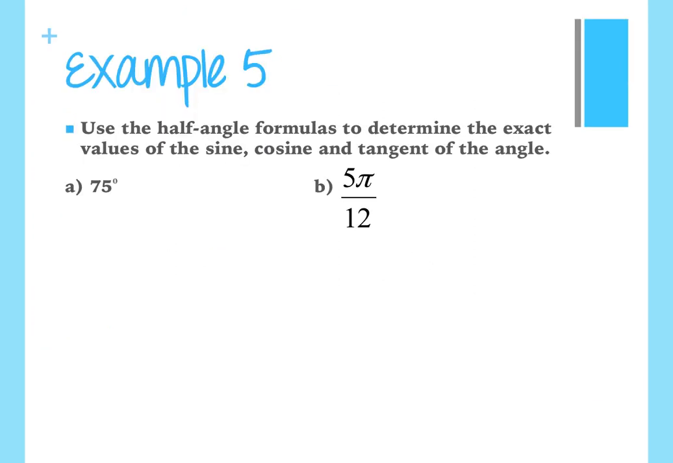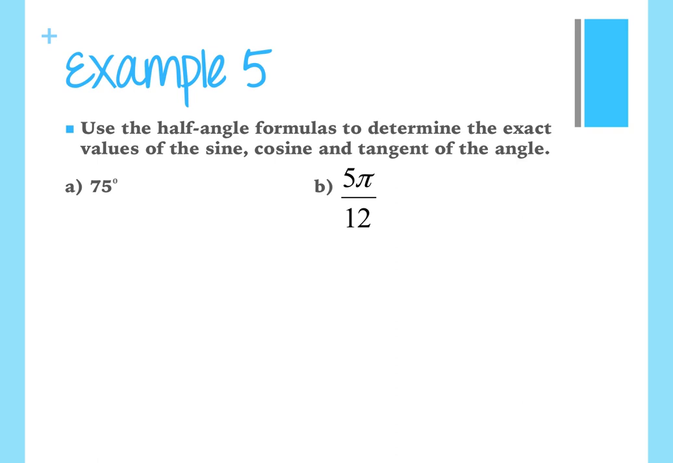So they look like this. It says use the half angle formulas to determine the exact value of the sine, cosine, and tangent of the angle. What's weird is it's saying use the half angle formulas. We're going to use the half angle formulas, but the first thing we do with that angle is double it, because we're going to use the doubled angle in the half angle formula. That's what's weird, okay?